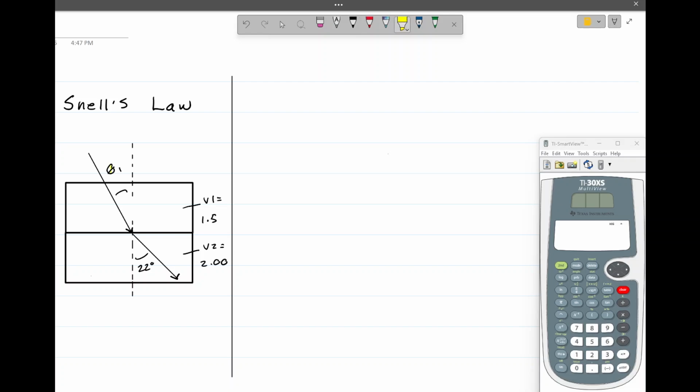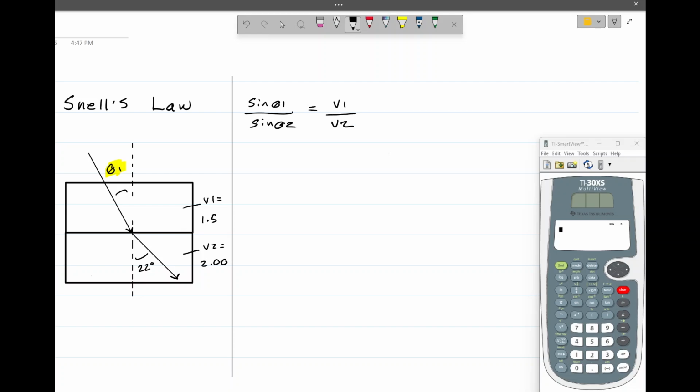Because we don't know what this is. And if we know any three of the things, we can figure out the fourth. Okay, so let's see how this works. The first thing I always do is just write the equation. Sine of theta 1 over sine of theta 2 equals V1 over V2.